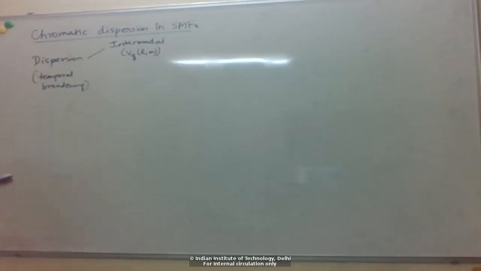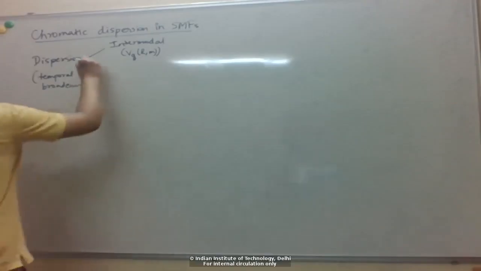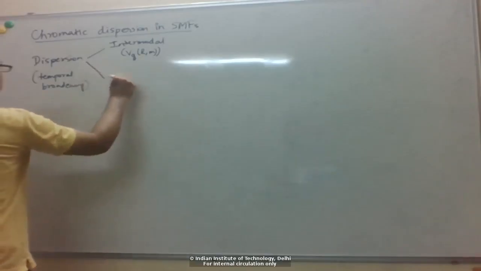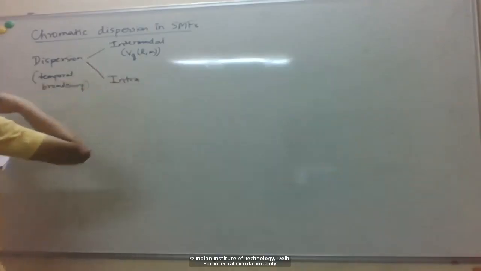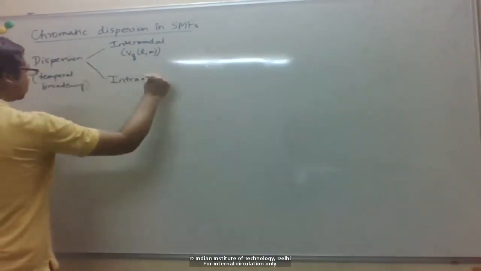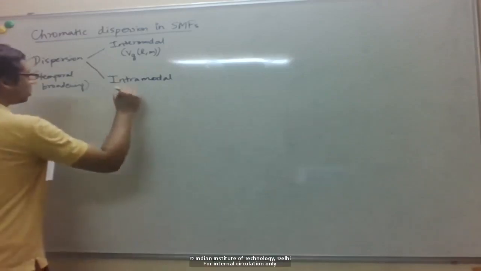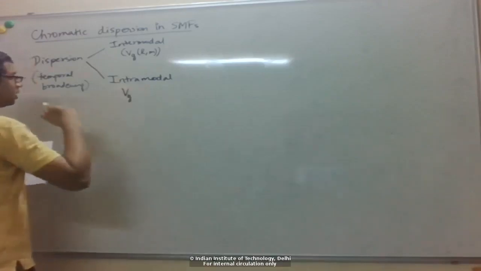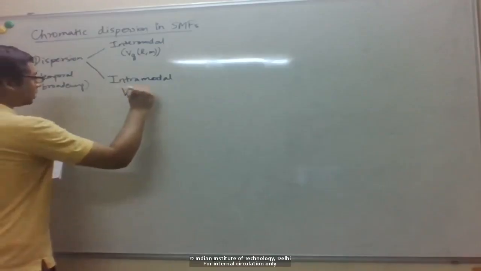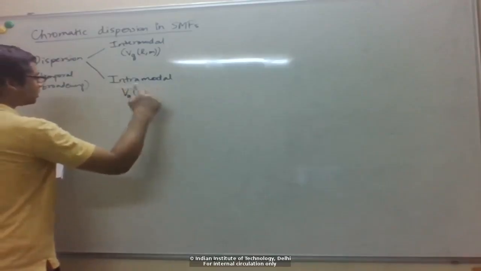But we'll see that even in single mode fibers, there is some dispersion, which is known as intramodal, because now there is only one mode. And this occurs because now the group velocity depends on frequency or wavelength.